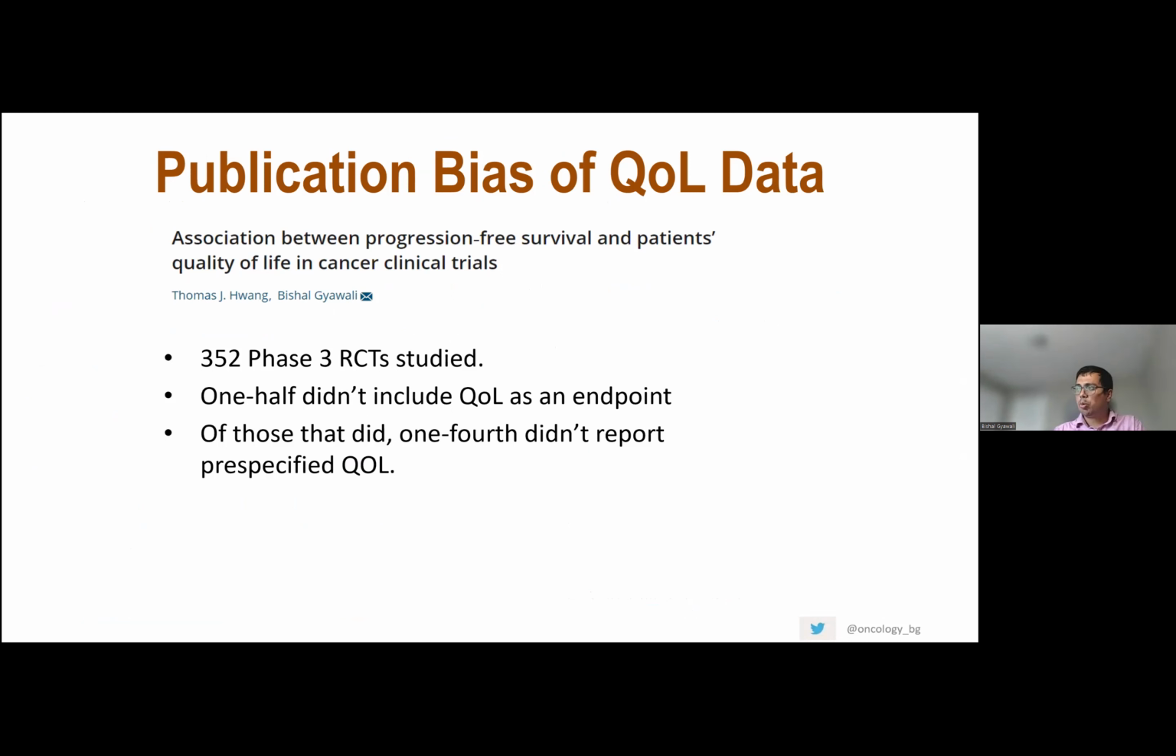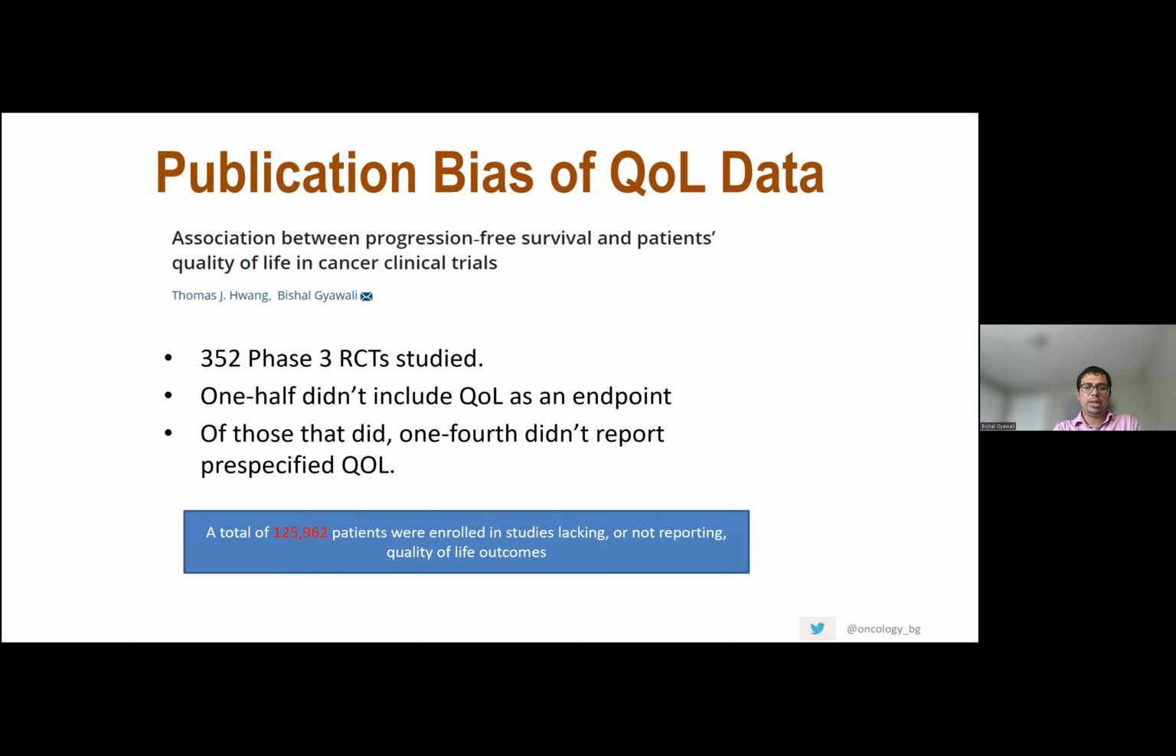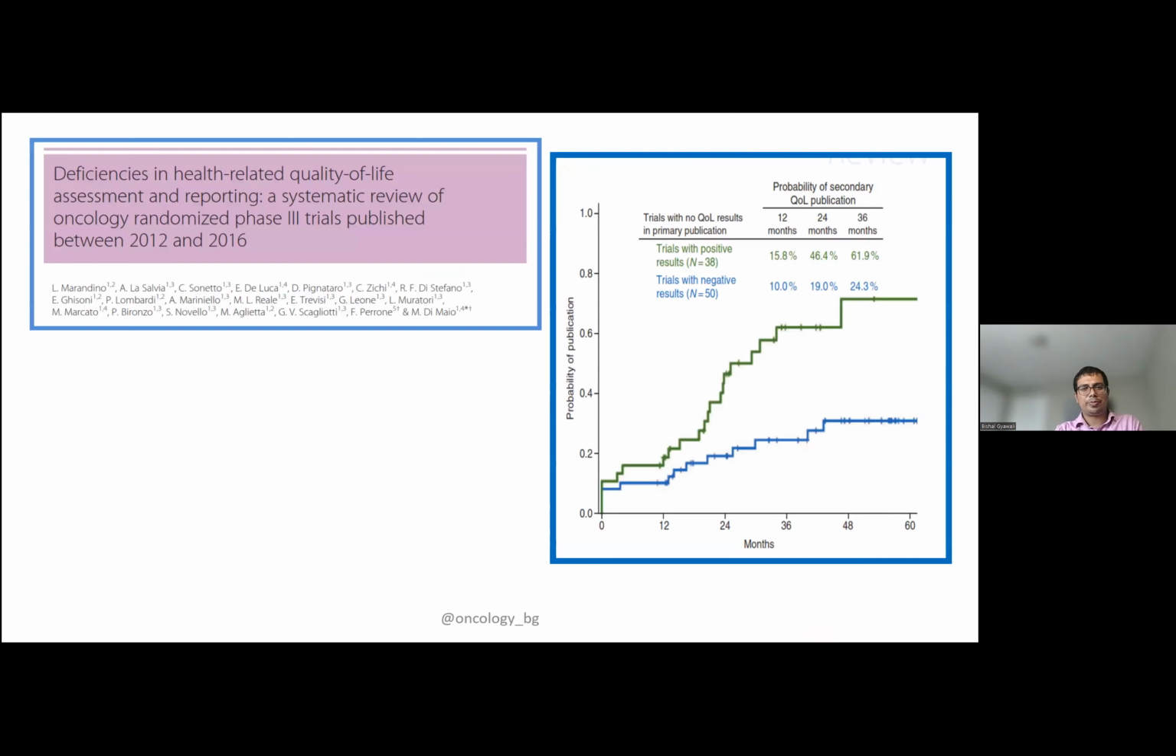Quality of life is an important metric to make treatment decisions, but you'll find that several of these trials do not provide quality of life information, because either they don't include quality of life as an endpoint, or even if they include it, they do not report quality of life outcomes. So in this study, we found that more than 125,000 patients' quality of life information was missing. And sometimes you'll find that they publish quality of life information, but with a substantial delay, like 2 or 3 years after the results are published.